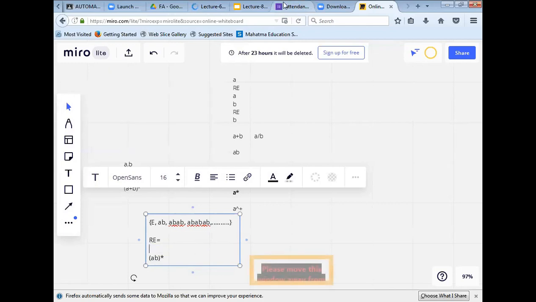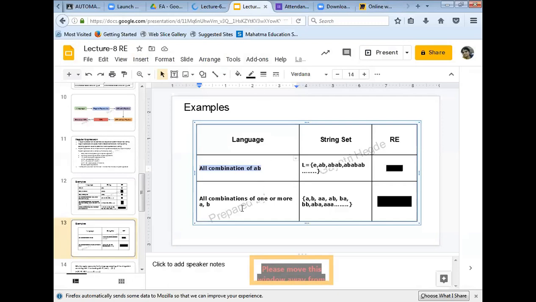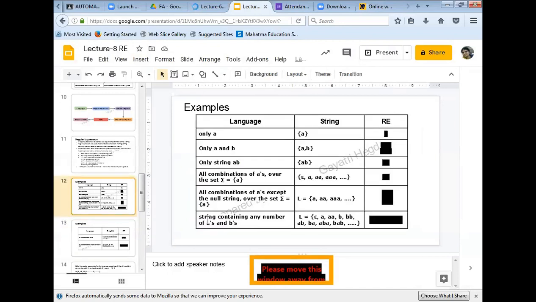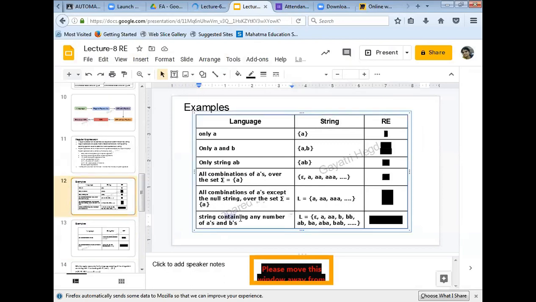Okay, fine. We'll move on to the next example. The next example is all combinations of one or more A, B. In the previous example, what have we seen? We have seen strings containing any number of A's and B's, that is, zero or more combinations of A and B, right?